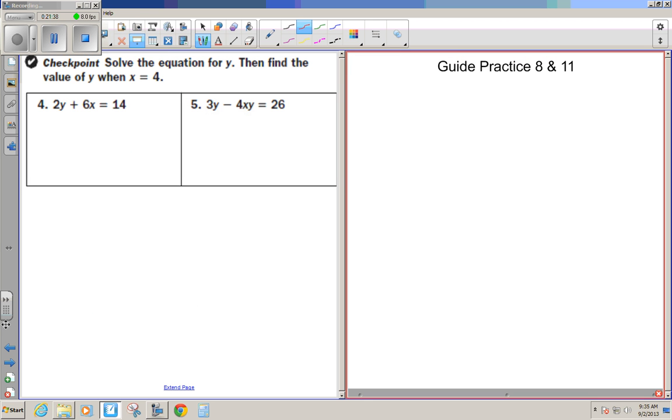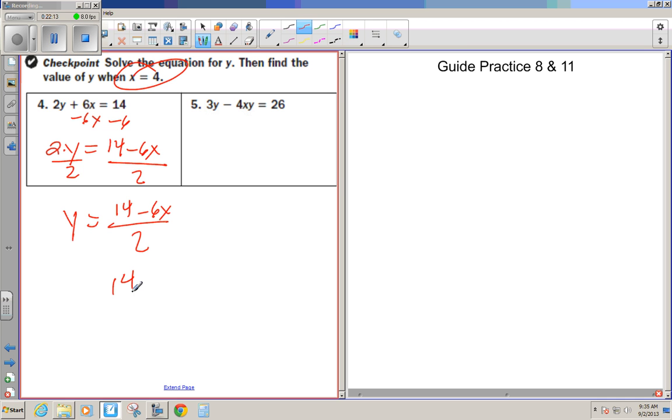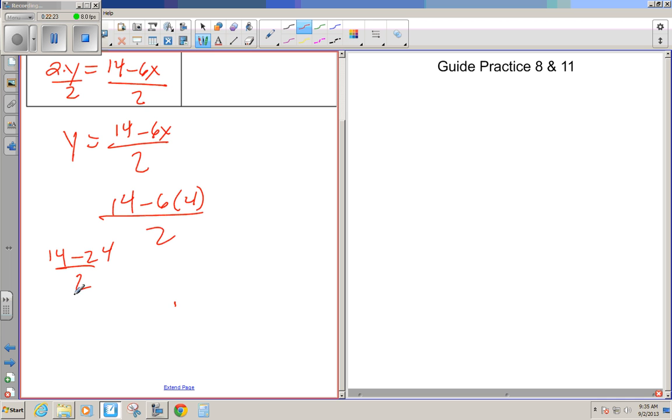All right, checkpoints. I hope you are seeing enough of these problems. The checkpoint here, solve the equation for y, then find the, all right. So for this, isolate y, subtract 6x first. Multiplication is going on here, so divide. Then plug in 4. That's 14 minus 24 over 2. That becomes negative 10 over 2, or negative 5.